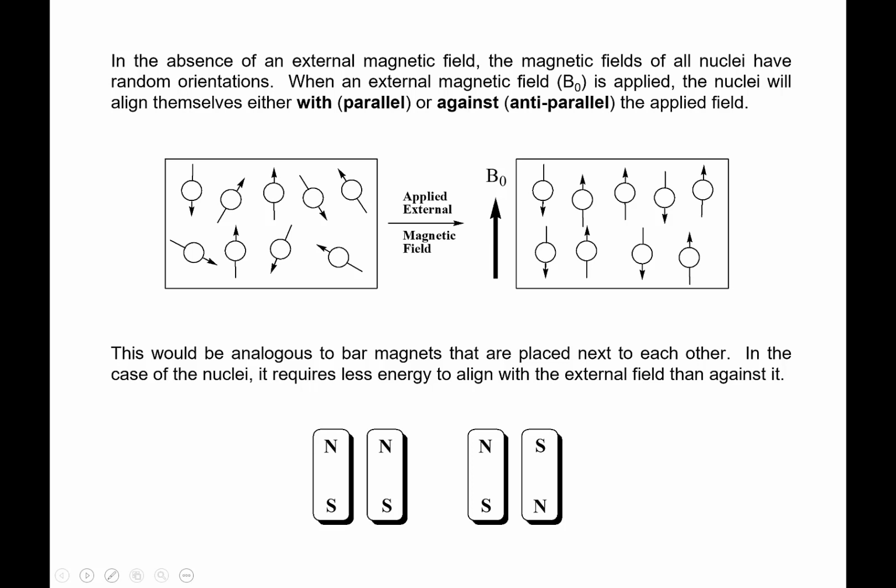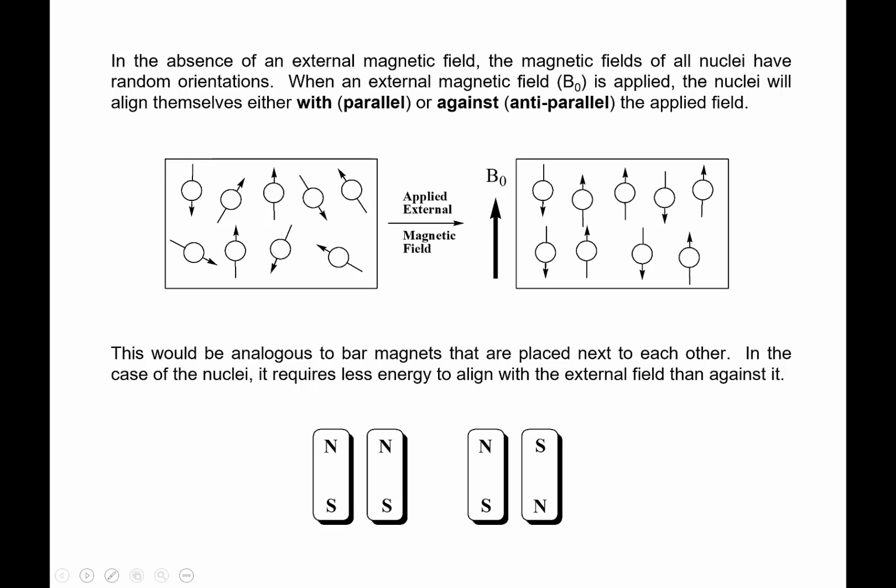These spinning nuclei, we can think of them as little bar magnets, and we can think of the big magnet that they're sitting inside of as also a bar magnet. The bar magnets can either have the poles in the same direction or in the opposite direction. One way they would smash together and stick, the other way they shoot apart. These nuclei are going to do the same thing. They're either going to be aligned with the field or against the field.